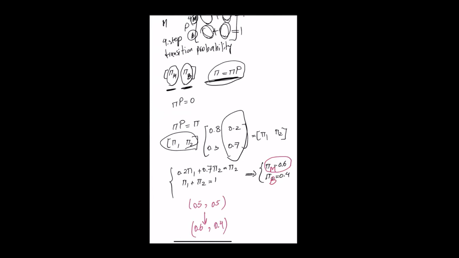Yes, we multiply the first row by the first column. That gives us the first equation. First row by the second column. That gives us the second equation. Then we drop the first equation and add this other one.